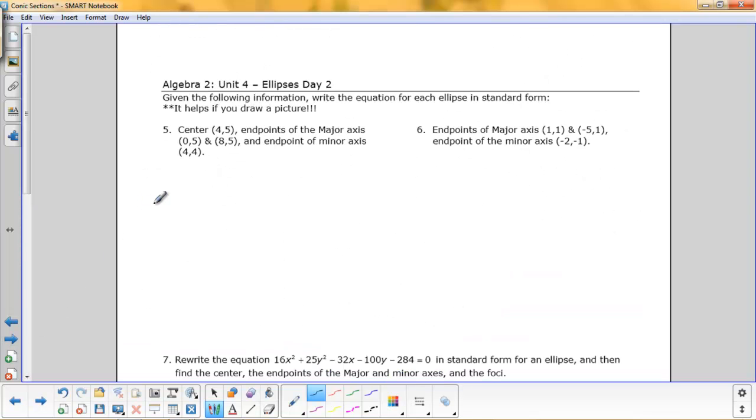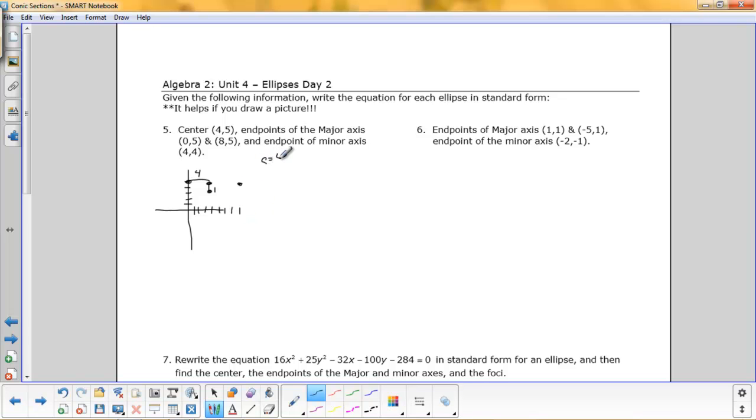Question number 5. Always graph. It makes it a lot easier to see what you're working with. All right, so the center's at (4, 5). The endpoints are (0, 5) here, and (8, 5) here, and one endpoint of the minor axis is at (4, 4), which is here. That means the value of b is 1, the value of a is 4, so now I can go ahead and write my equation.